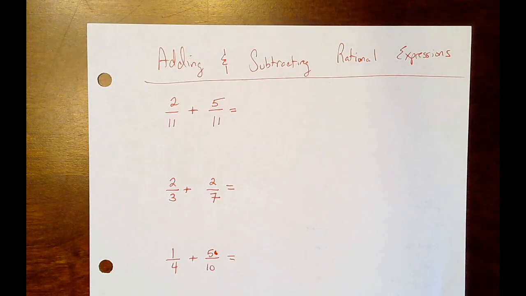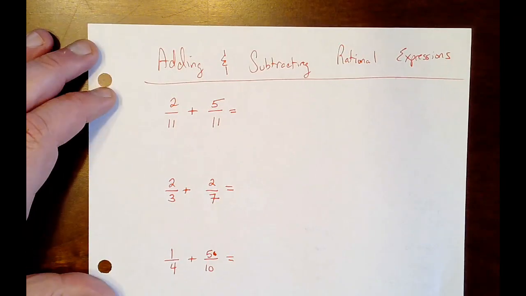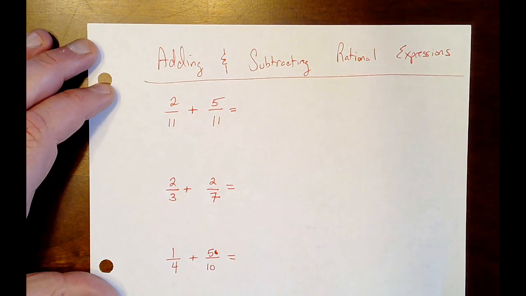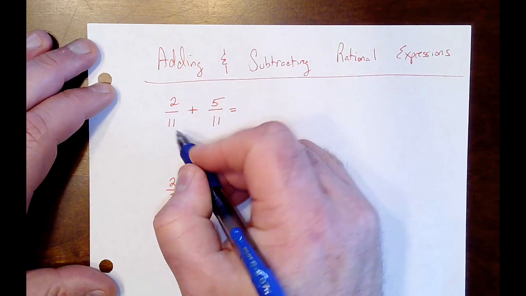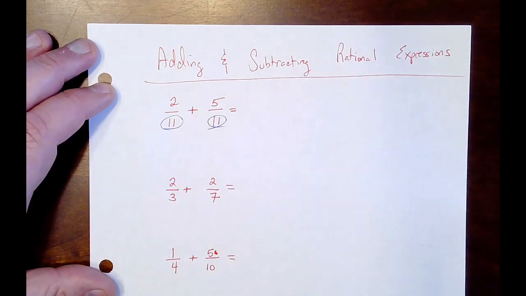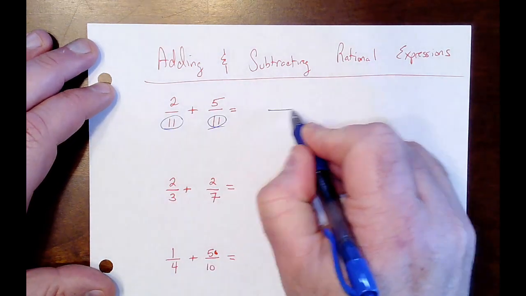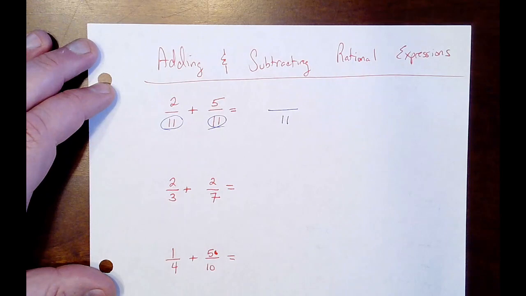in order to add and subtract these rational expressions. Now, again, you have to remember basically that a rational expression, all it really is, is a fraction. In order to add together two fractions, they have to have a common denominator. If they do have a common denominator, you just bring it through as the denominator of your answer.